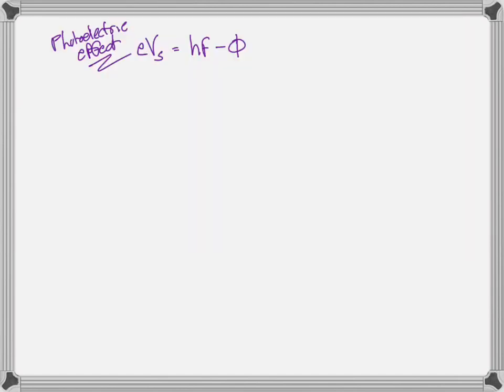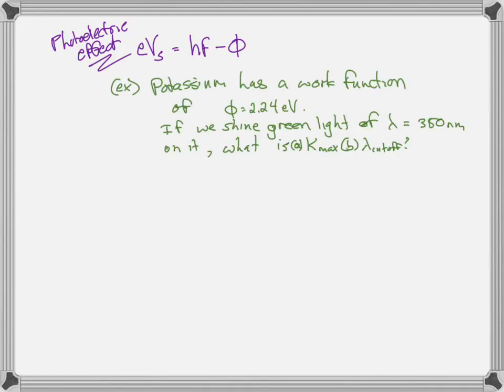Let's do an example or two just to make sure you understand the photoelectric effect. Let's say we've got a potassium surface, and potassium, we can look up in a book, has a work function of 2.24 eV. If we shine green light of lambda equals 350 nanometers on it, what is A, the maximum kinetic energy of the photocurrent? The electrons that are coming off are called the photocurrent. And B, what is the cutoff wavelength?